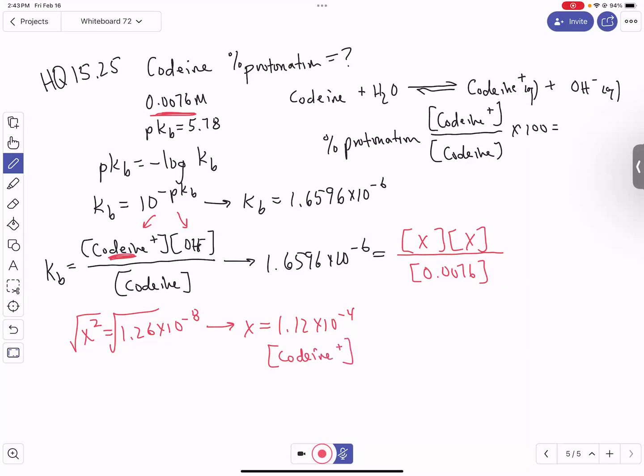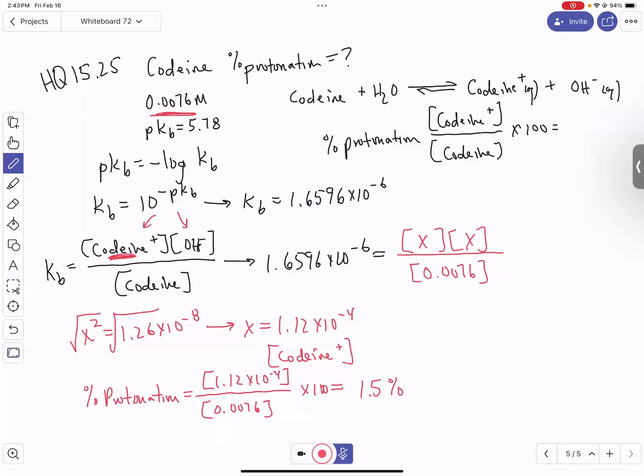So now I can find my percent protonation. All right, basically how much is protonated? 1.12 times 10 to the minus 4 out of how much did I have in the whole reaction? 0.0076 times 100. So divide that by 0.0076, multiply that by 100, and we're looking at something like 1.5%, 1.48, 1.5% protonation.